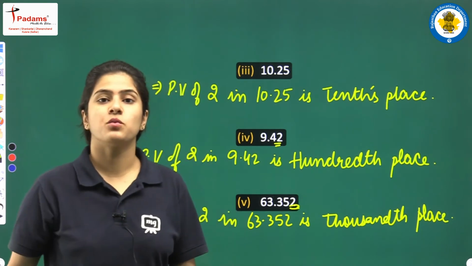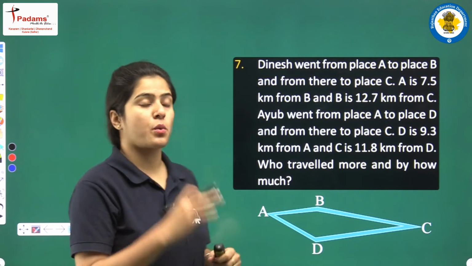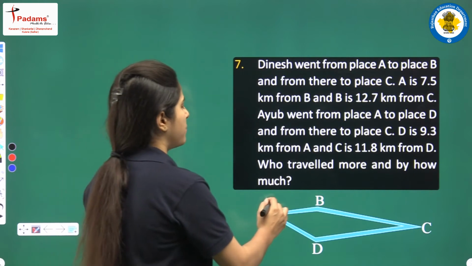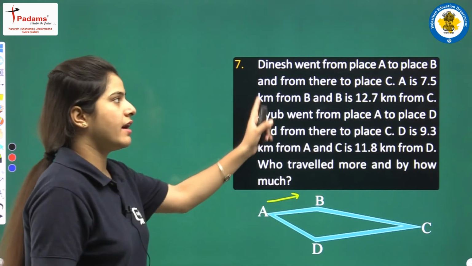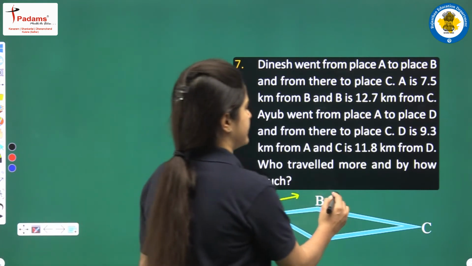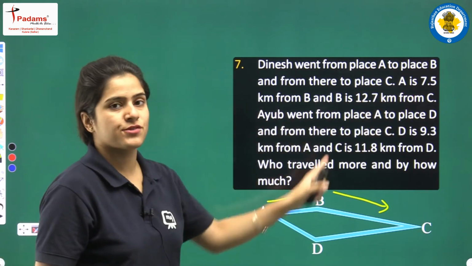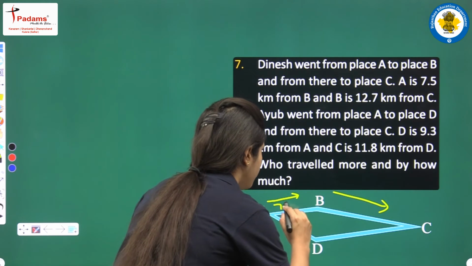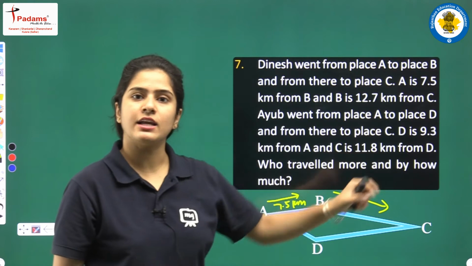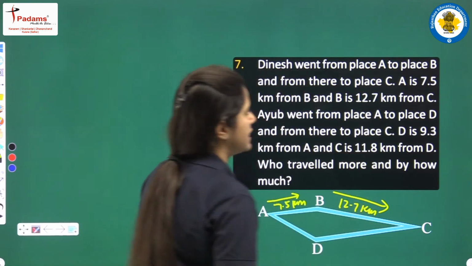Okay, students, the next question, question number 7. Dinesh went from place A to place B, and from that B he is going to place C. A is 7.5 kilometers from B, and B is 12.7 kilometers from C.